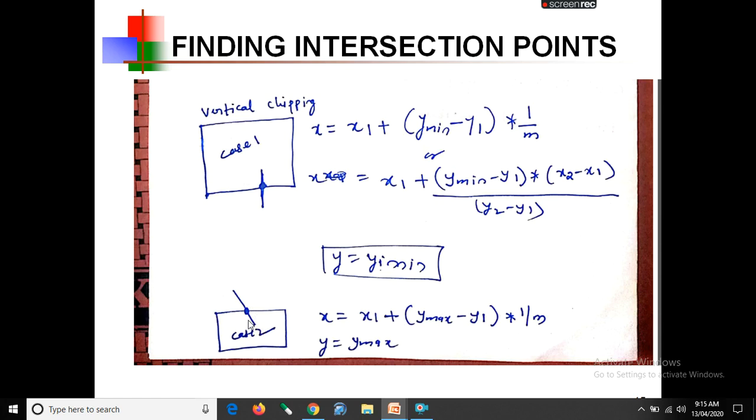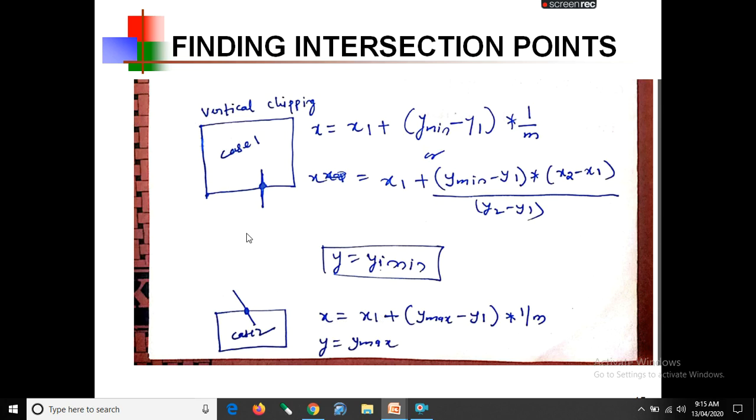When the line segment crosses the top edge of the clipping window, we get case 2. For case 2, the formula is x equals x1 plus y max minus y1 into 1 by m, and you need to simplify this formula like I simplified it here. The y value is equal to y max. There is no change with respect to the y-axis, only the x coordinate value we calculate using the appropriate formula. So this is vertical clipping.